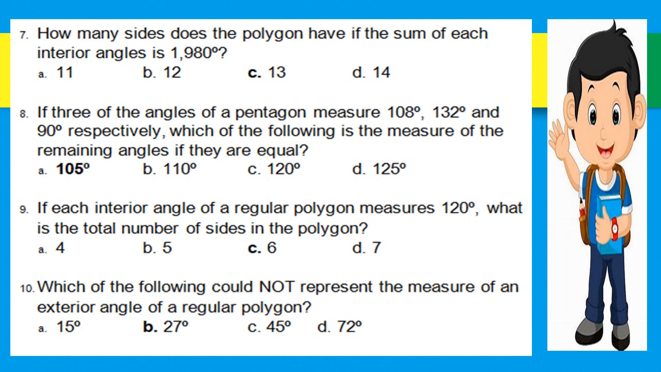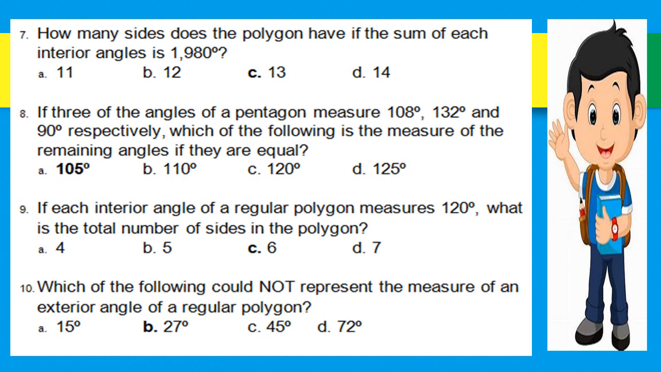Next, number 7. How many sides does the polygon have if the sum of its interior angles is 1980 degrees? The answer is letter C, 13 sides. Number 8. If 3 of the angles of a pentagon measure 108 degrees, 132 degrees, and 90 degrees respectively, which of the following is the measure of the remaining angles if they are equal? So we have 105 degrees.